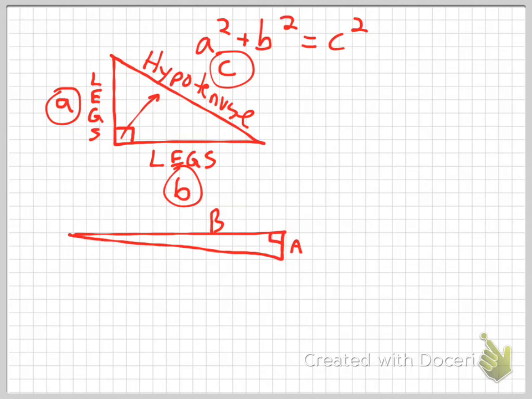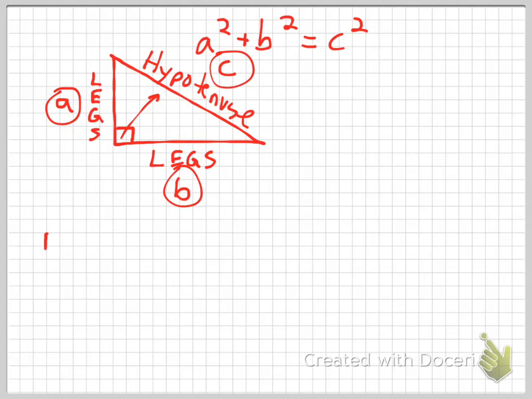The side opposite the right angle is C, which is also called the hypotenuse. Everybody say hypotenuse. Hypotenuse. For real, say hypotenuse. Hypotenuse. Thank you.